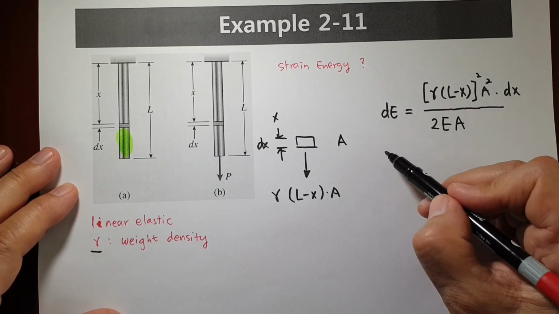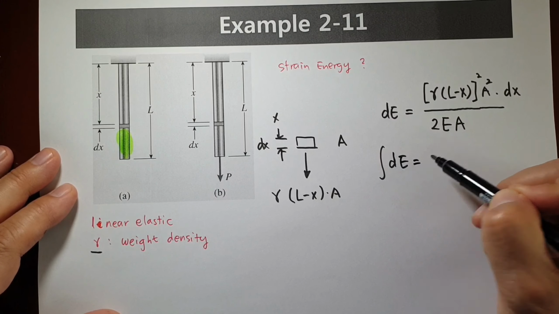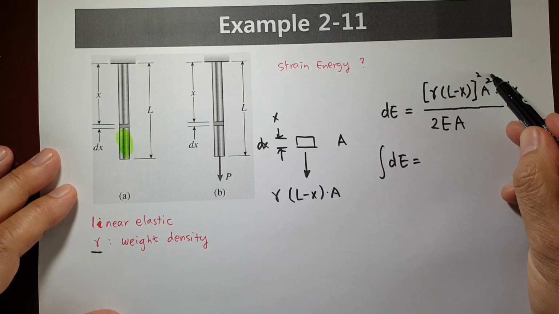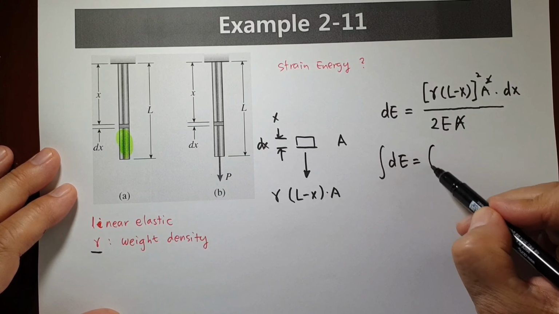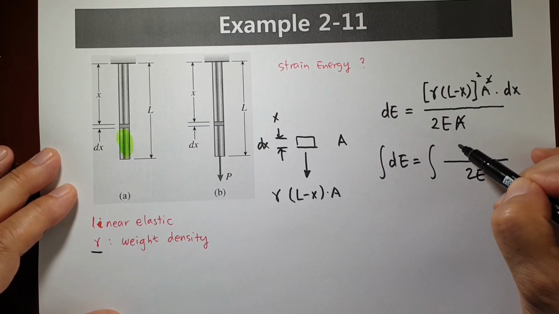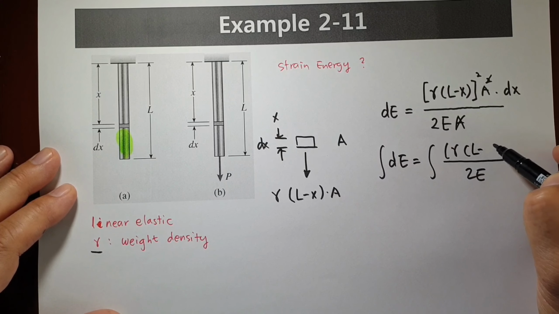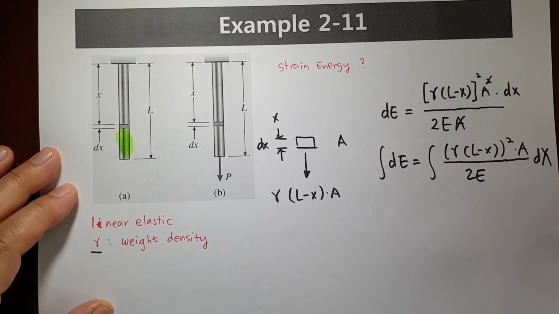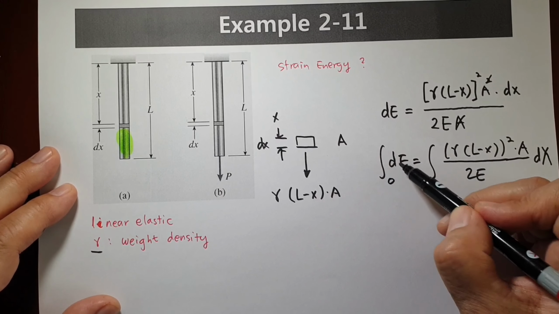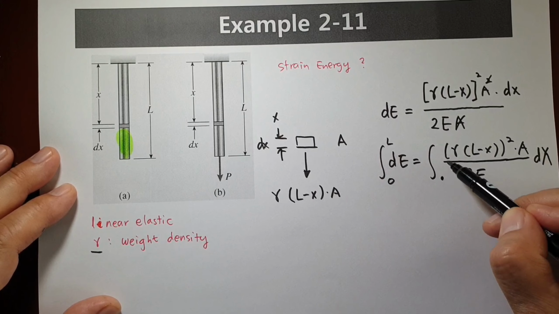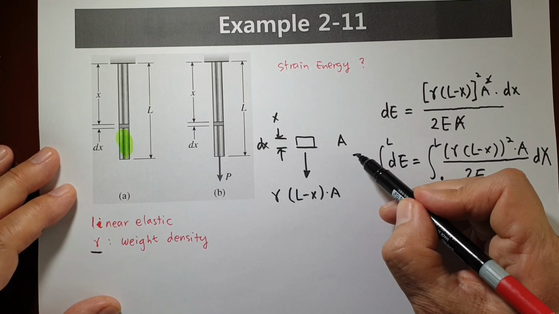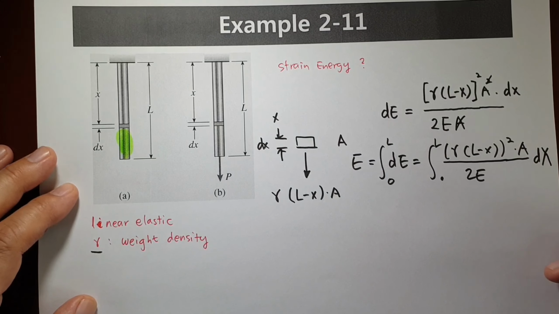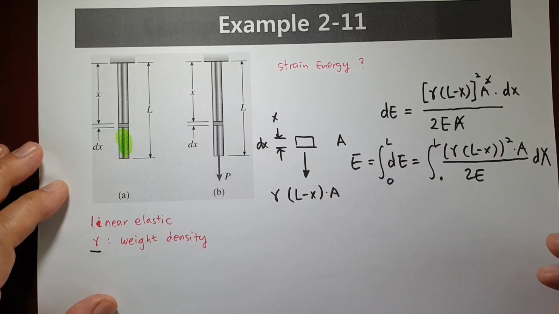Okay, when you take the integral, dE equals, A is deleted. Okay, integral of gamma (L minus x) squared A dx over 2E. This one is an integral. If you take from 0 to L, then this one is the stored energy, strain energy, this one. Okay.